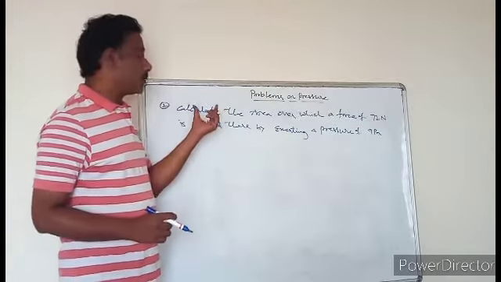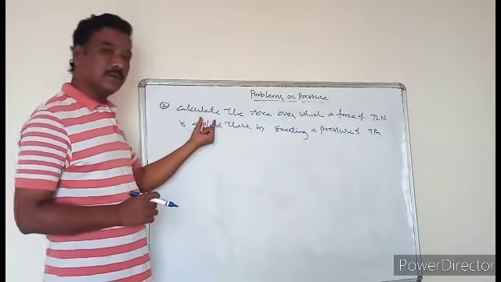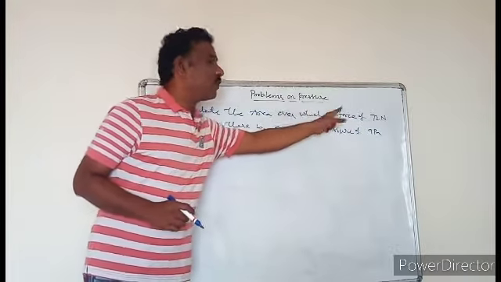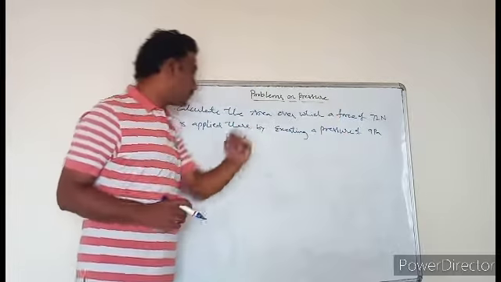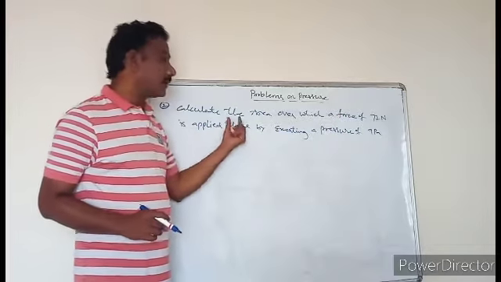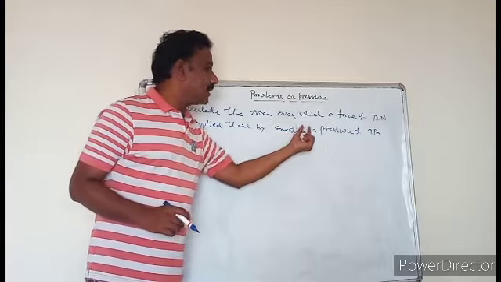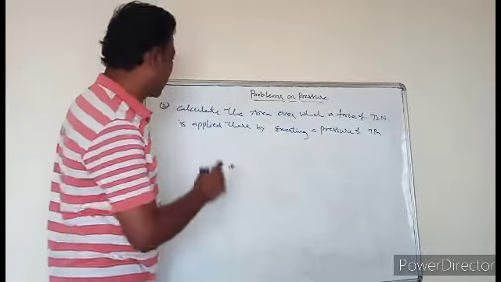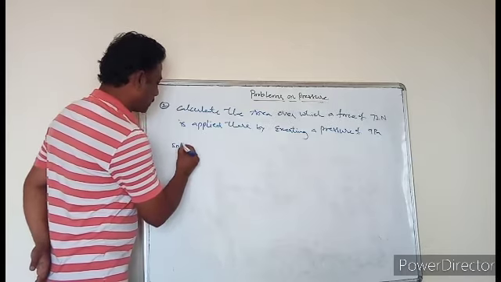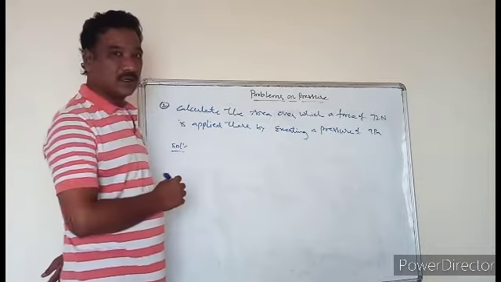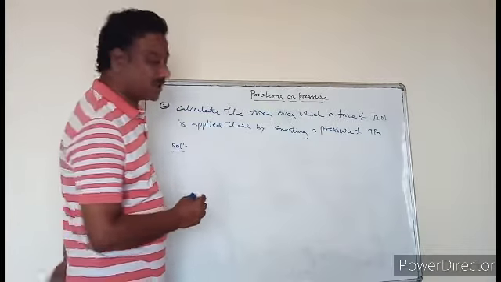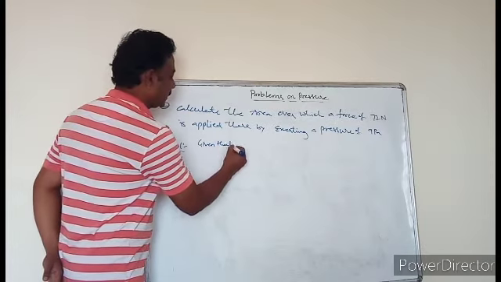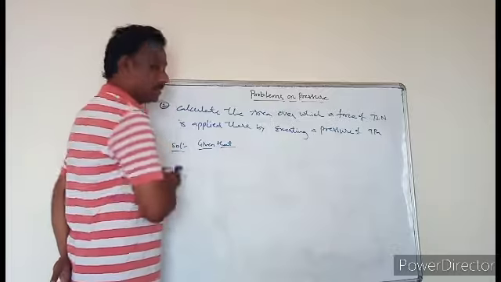Let us see the second problem. Calculate the area over which a force of 72 newtons is applied, thereby exerting a pressure of 9 pascals. This is the problem. Now see here, the solution. Before solving this problem, first of all we have to write the given data.